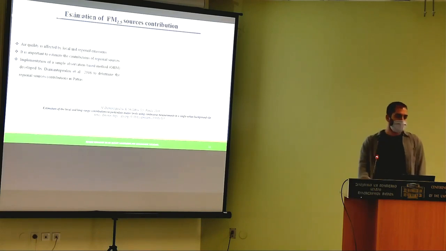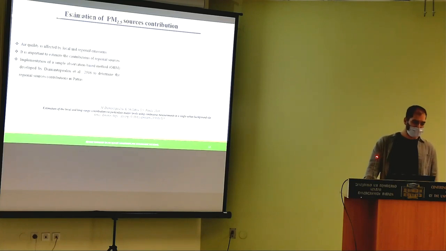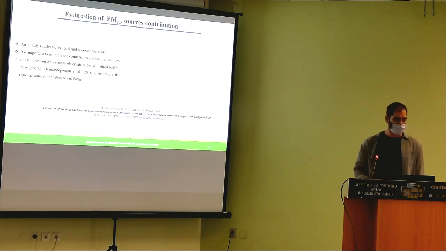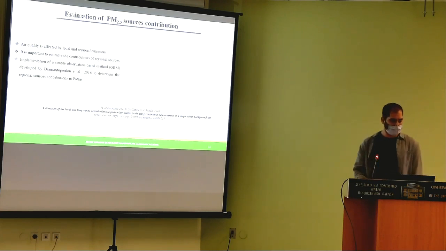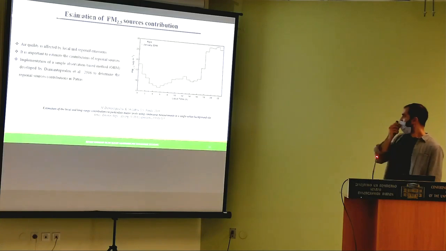Urban air quality is affected by both local and regional emissions. By regional, I mean the long-range transported particles. So it's crucial to find a way to estimate their contribution to the total emissions. So in this study case, we implemented the method developed by Diamantopoulou, that suggests that the minimum of the diurnal profile of a pollutant is a good estimate of the regional emissions. So I'll give you an example.